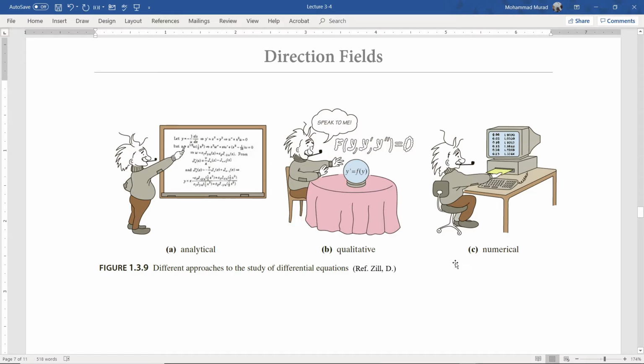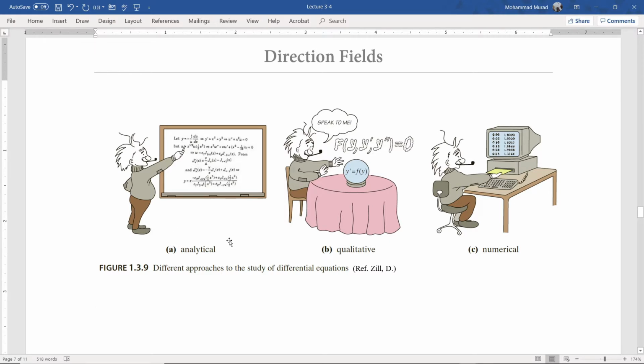Throughout this course, we will see three different types of approaches of analysis of differential equations. A scientist, engineer, or mathematician would often spend many years of his or her life trying to find the solution of a differential equation. This quest for solutions is called the analytical approach.